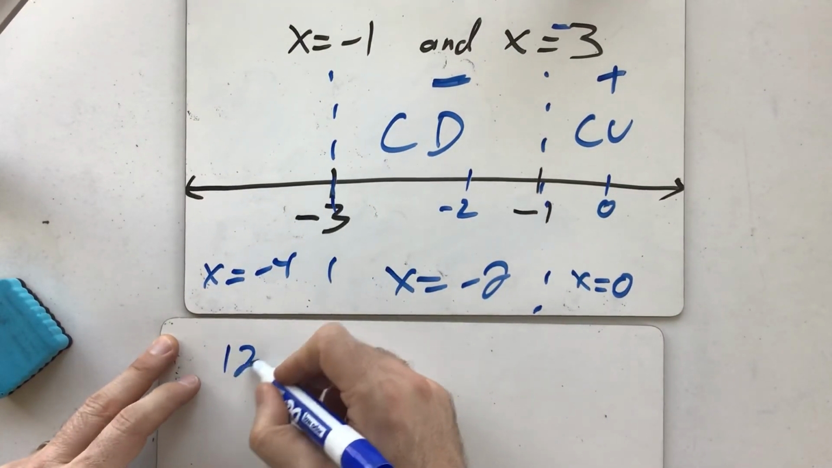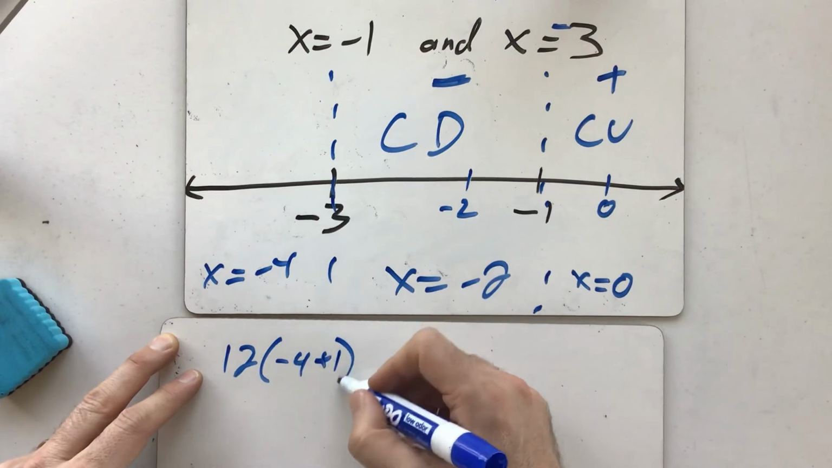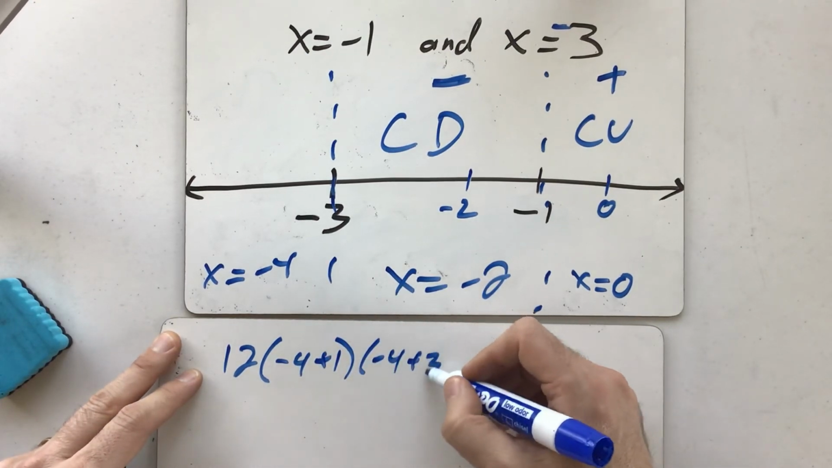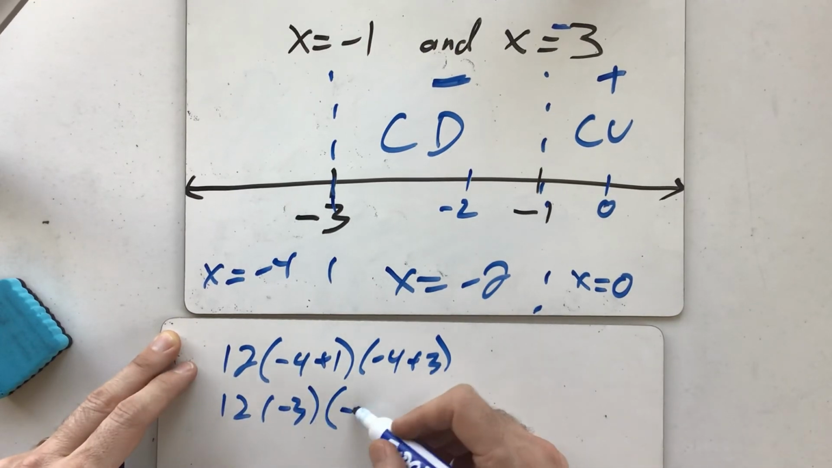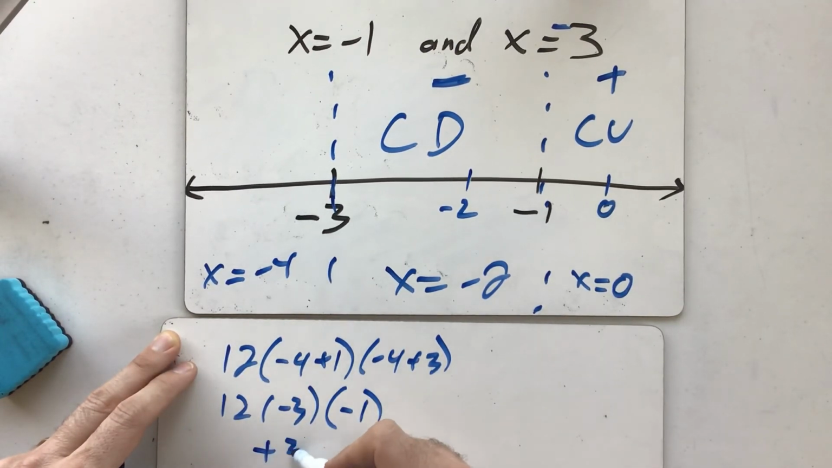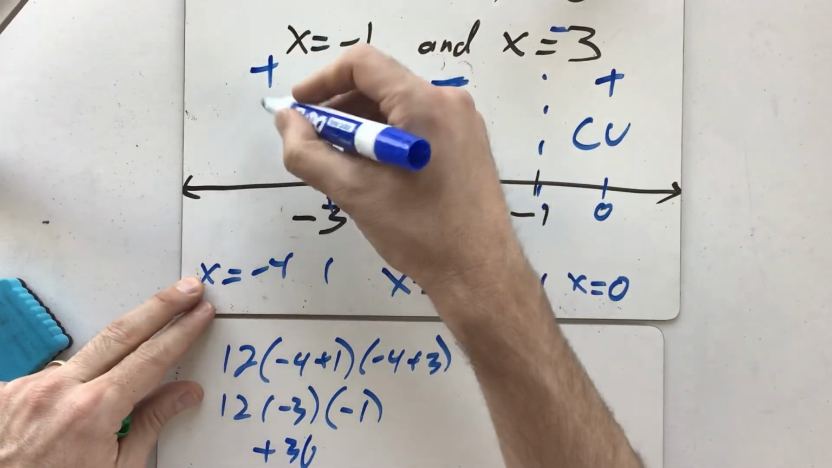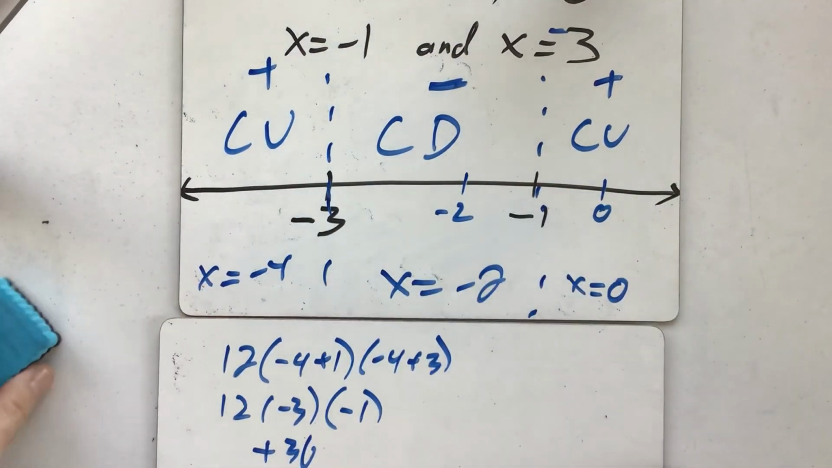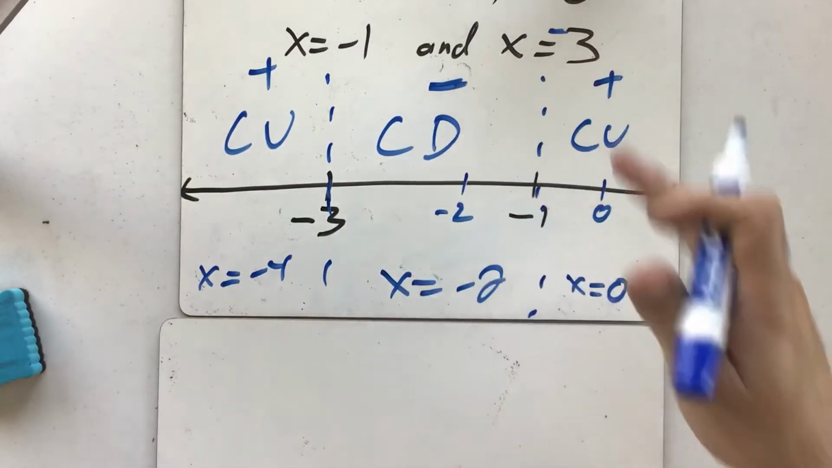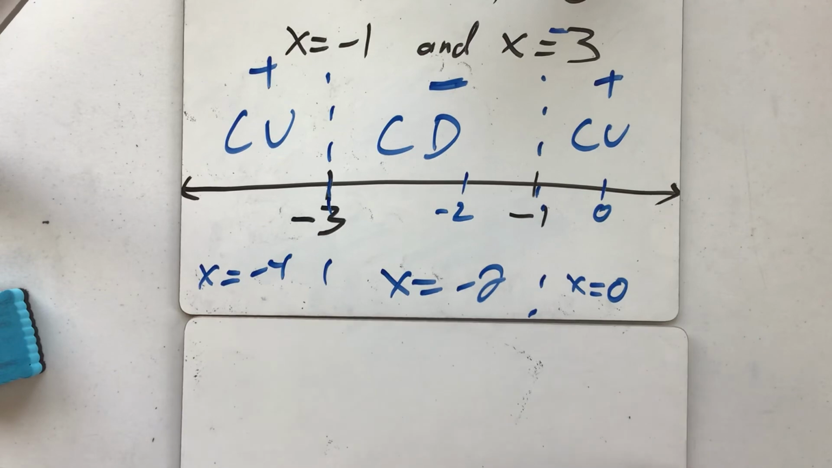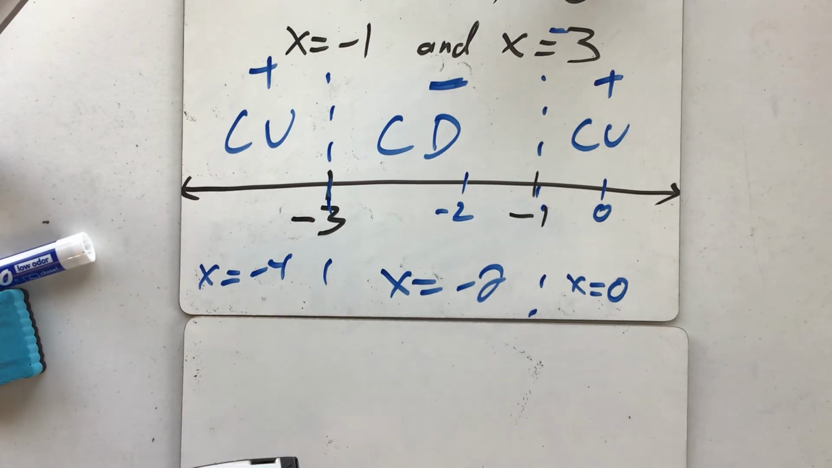And so we'll get 12 times -4 plus 1 times -4 plus 3. And that's going to give me 12 times -3 times -1. But it looks like a positive 36, so it looks like this is positive, which makes it concave up. And so what we can see from our graph is that our graph is going concave up, concave down, and concave up. Okay, so now I'm ready to go back to that problem that we had earlier and see if I can get a better picture of what's happening on it.